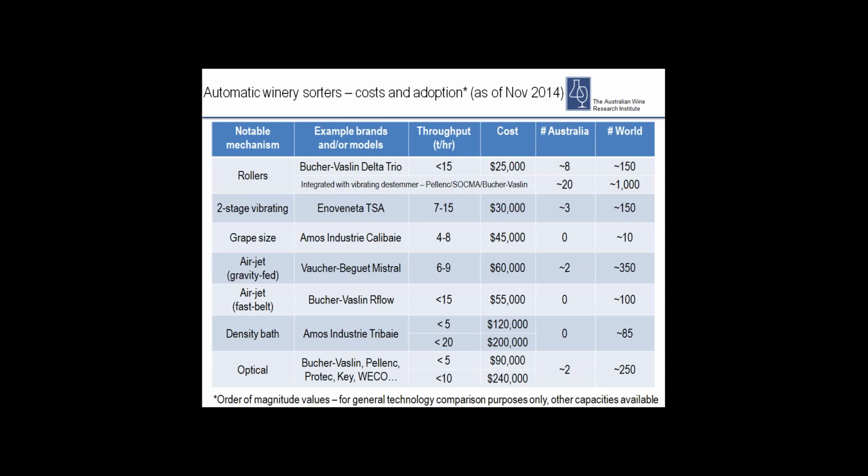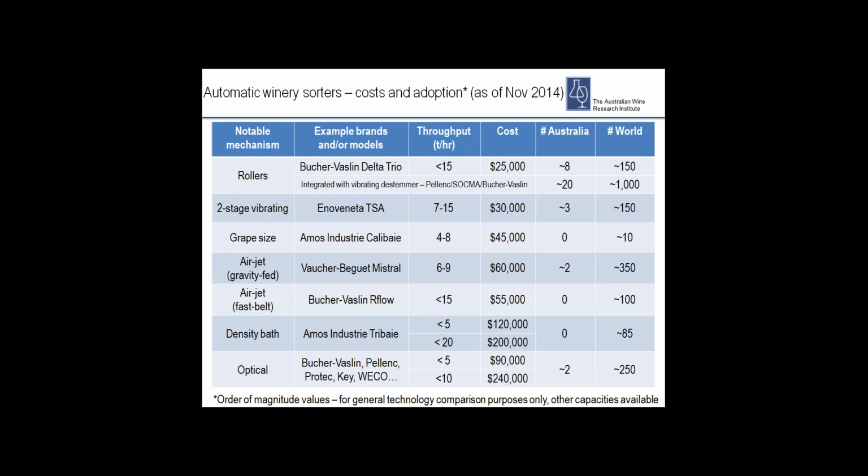Thirdly, something that stands out is that the biggest pathway to sorter uptake is apparently via those integrated with vibrating destemmers. Perhaps it fits in the sweet spot of what most people are prepared to spend on a sorting solution.